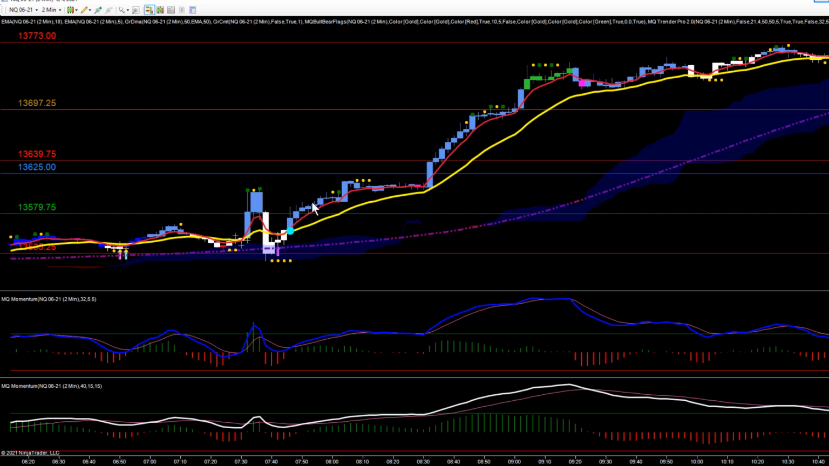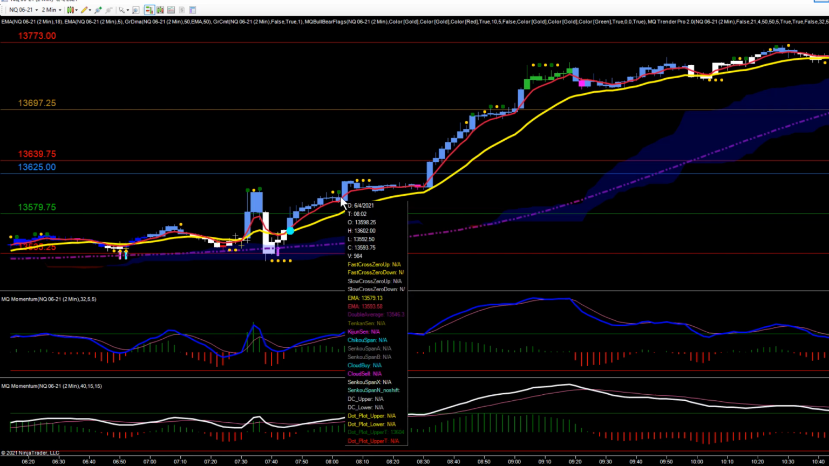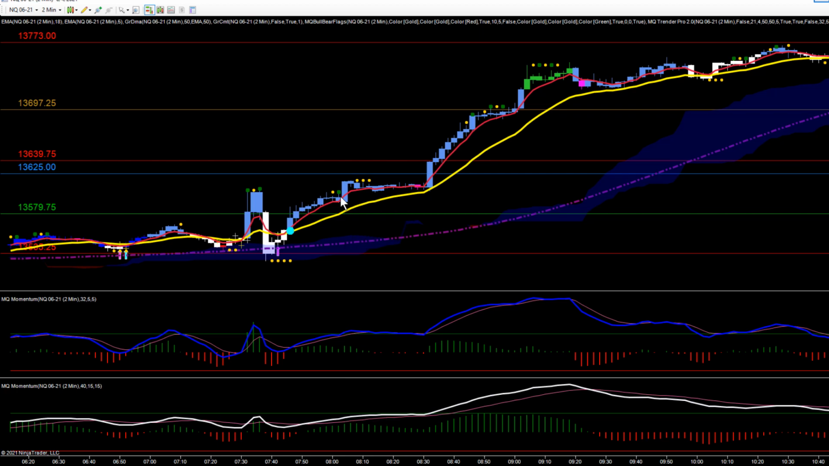We broke above that, set up the bull flag right here, went into a little bit of compression, triggered the bull flag to the upside. Your entry would have been in around 13,602 to 602 and a quarter, give or take, right in there.